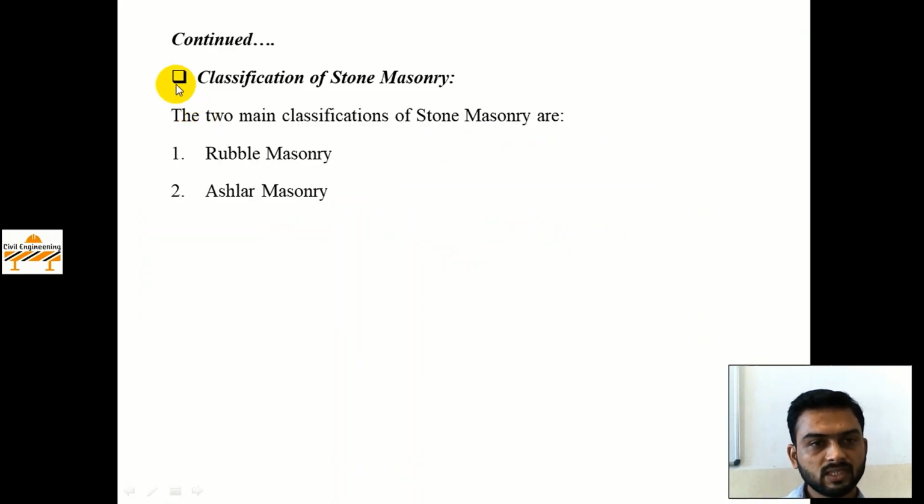Now today we will be seeing classification of the stone masonry. A stone masonry is basically classified into two types, that is rubble masonry and ashlar masonry.